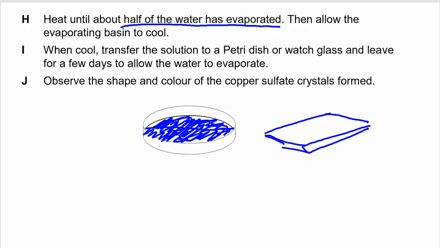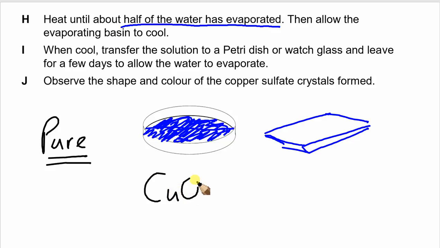Now these crystals are nice and pure. That's what we've achieved in making this salt. If, however, the copper oxide was soluble, then we'd have little bits of copper oxide in this crystal. So the crystal would be impure.